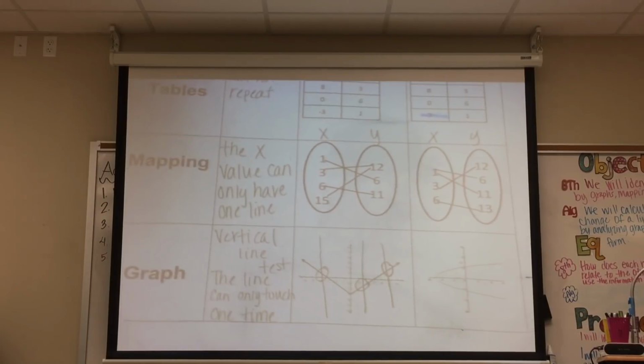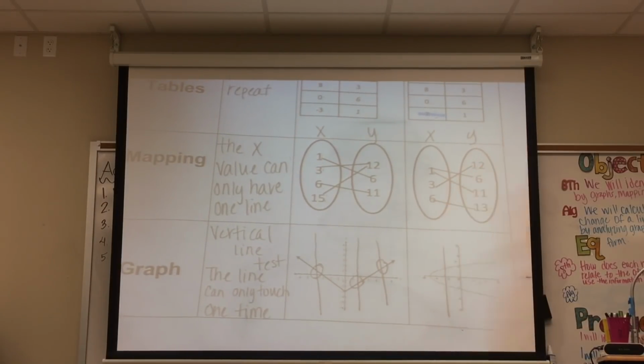But if we look at the other one, if I draw a line straight down, it touches here and here on that line. So it touched the graph twice. If it touches the graph more than once, it is not a function. If I drew a line here, it also touches twice. Therefore, this graph is not a function.